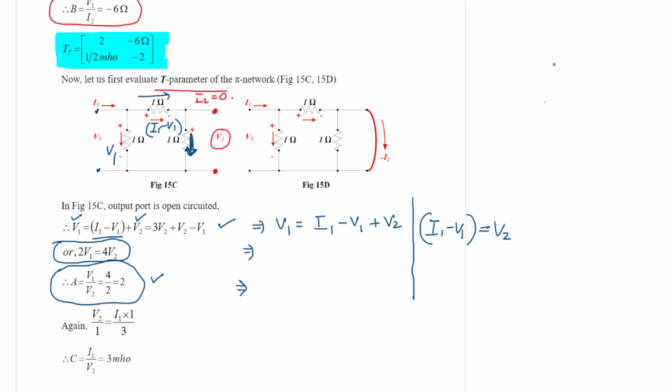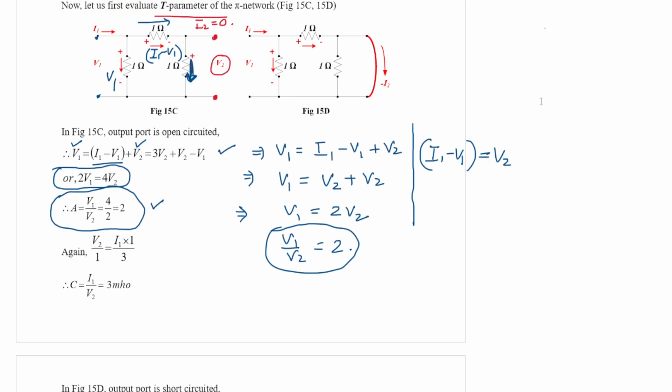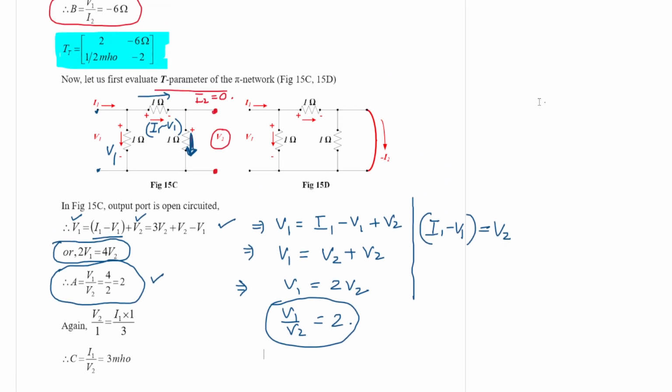So from there you can get V1 is equal to V2 plus V2, that is V1 is equal to 2V2. So with that, V1 by V2 is equal to 2, which is our A. And again V2 by 1, this current, is nothing but I1 into 1 by 3. Okay, what is the reason for writing this?